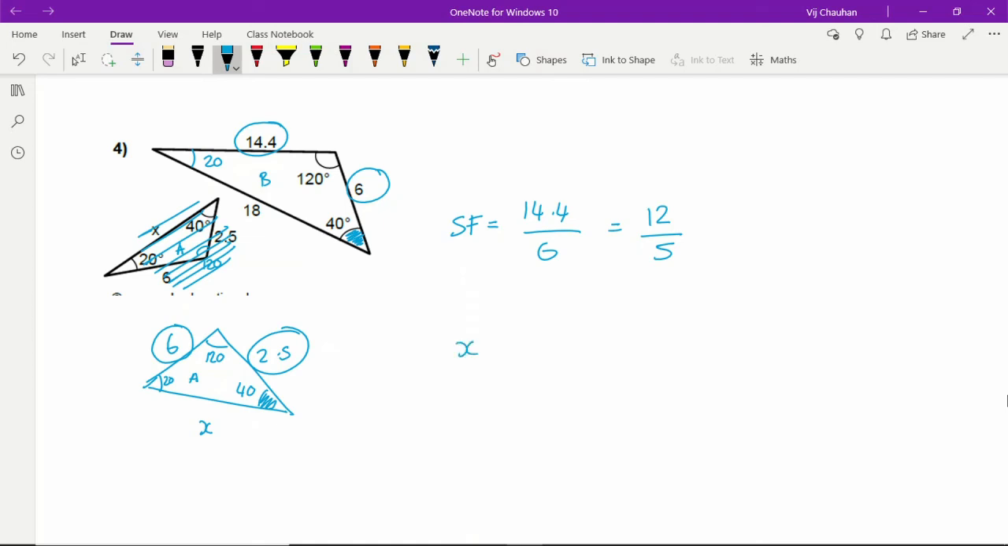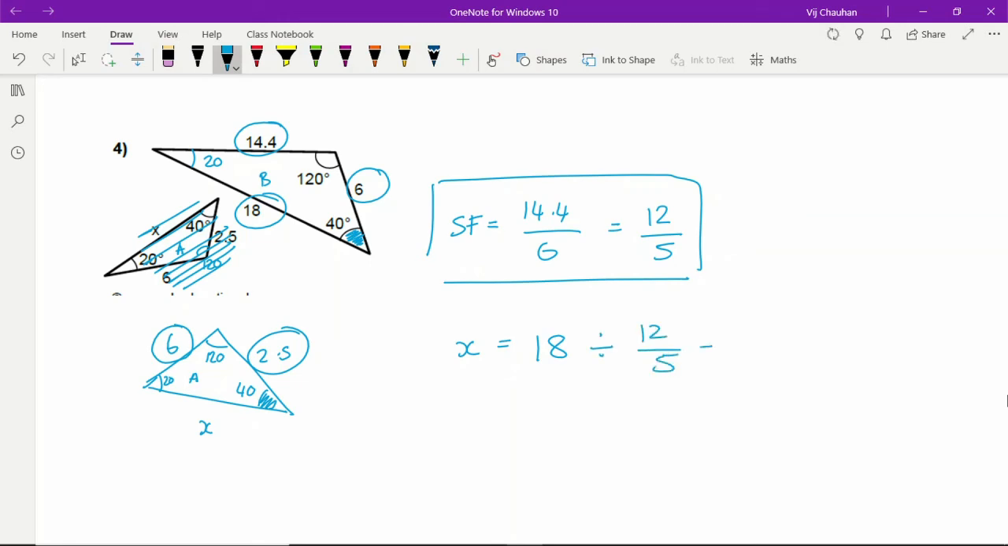Then to work out x, I'm going to pick the corresponding side, which is 18. All I need to do is decide whether I'm going to multiply or divide by 12 over 5. Because I'm going from big to small, I'm going to divide by 12 over 5. So I've got 18 divided by 12 over 5, which gives me an answer of 7.5. And does that look correct? Well, yes, because I'm expecting an answer that's less than 18.